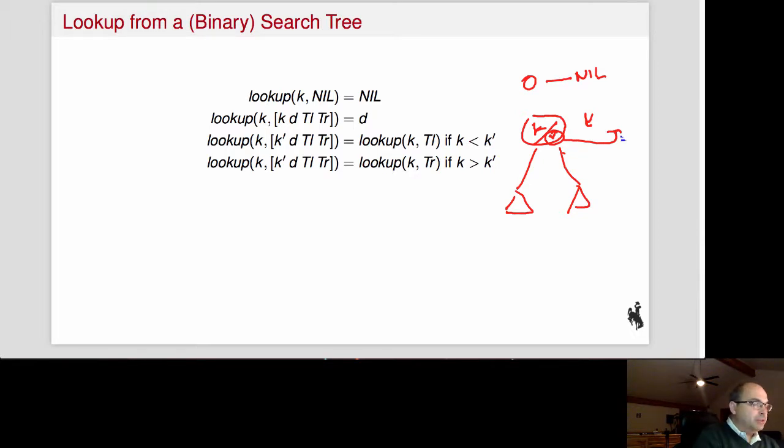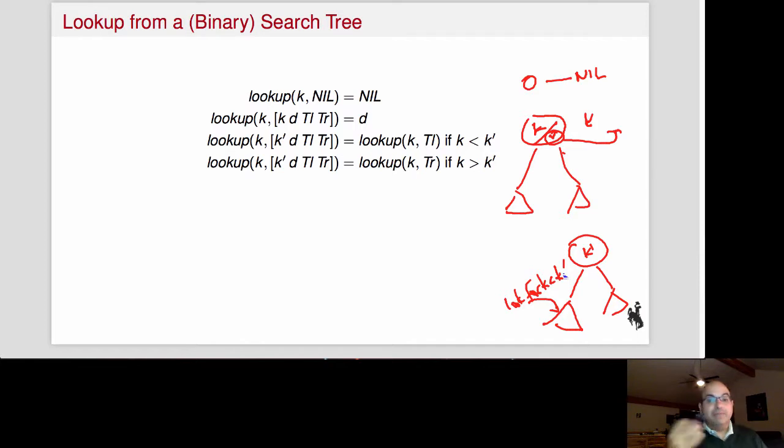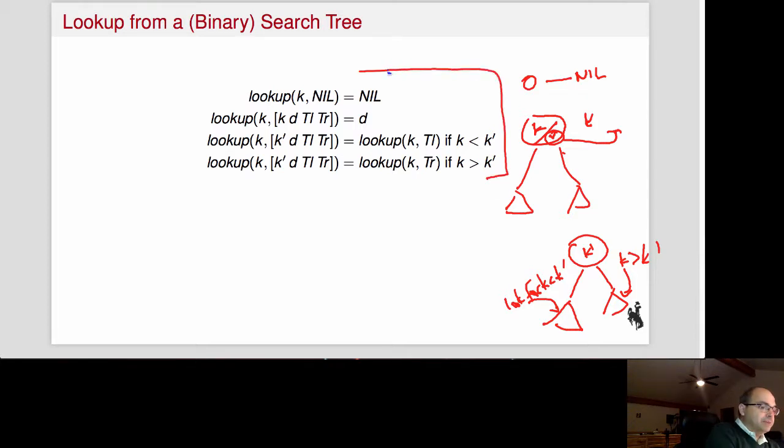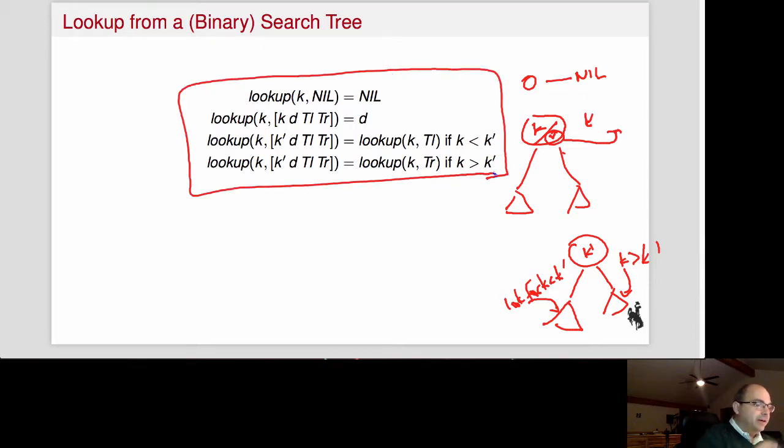Otherwise, suppose that the root is equal to K prime, and I'm looking for K, which is smaller. What I'll do is look for K in the left subtree, when K is less than K prime. And if K is bigger than K prime, then I look for it in the right subtree. So this captures everything, and we can now use that to implement lookup in something like ACL2.